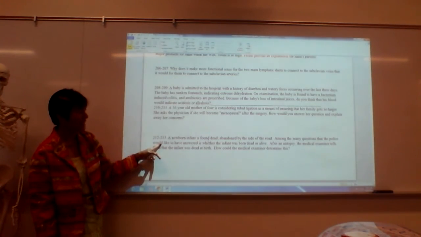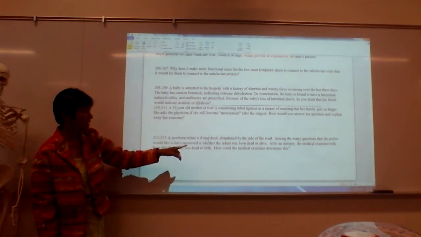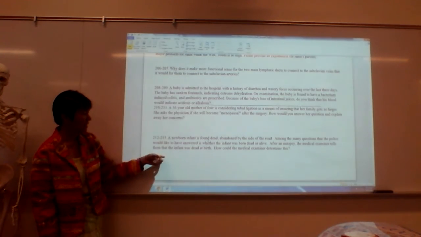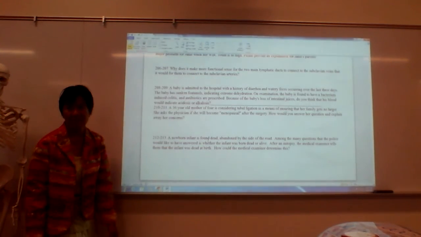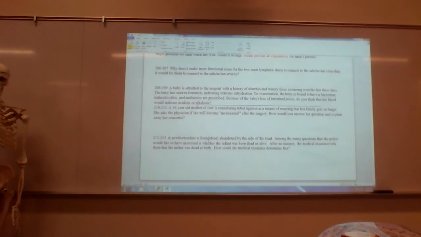A newborn infant is found dead. Among the many questions we would like to answer is whether the infant was born dead or alive. After an autopsy, the medical examiner said that the infant was dead at birth. How could the medical examiner determine this? You look at the history. No breath of air, so the lungs. So I know that the infant was dead at birth.